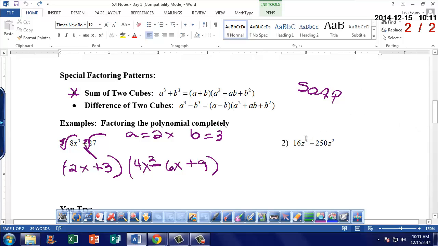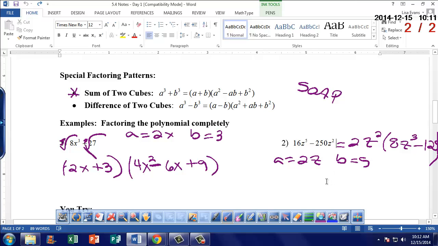Now before I do sum of cubes here, these are not perfect cubes. I have to factor something out. So I factor out a 2z squared. When I do that, I get 8z cubed minus 125. Now I have perfect cubes, where my a is 2z and my b is 5.